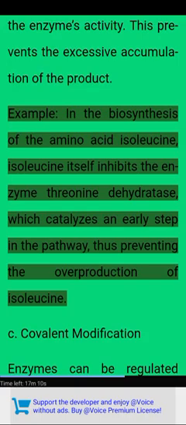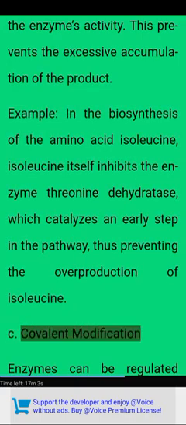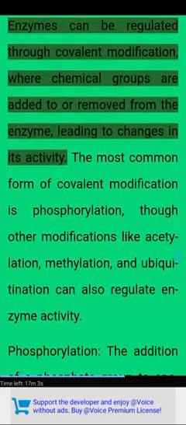Example: in the biosynthesis of the amino acid isoleucine, isoleucine itself inhibits the enzyme threonine dehydratase, which catalyzes an early step in the pathway, thus preventing the overproduction of isoleucine. C. Covalent modification. Enzymes can be regulated through covalent modification, where chemical groups are added to or removed from the enzyme, leading to changes in its activity.